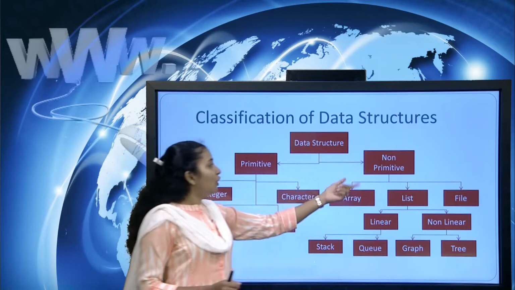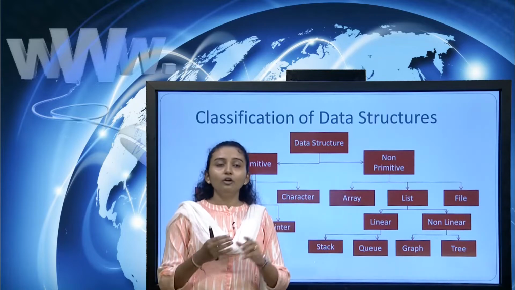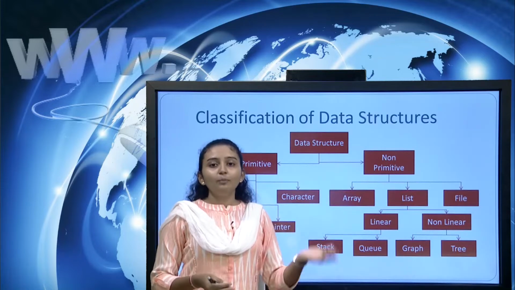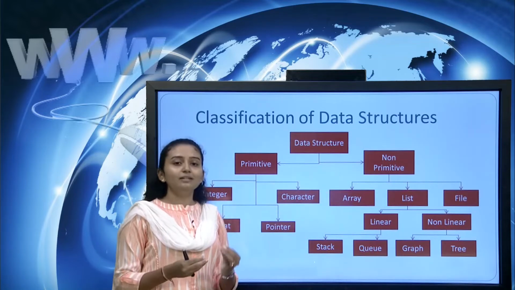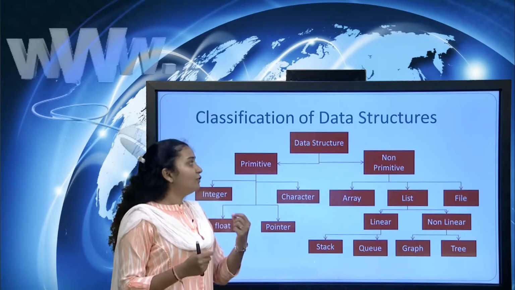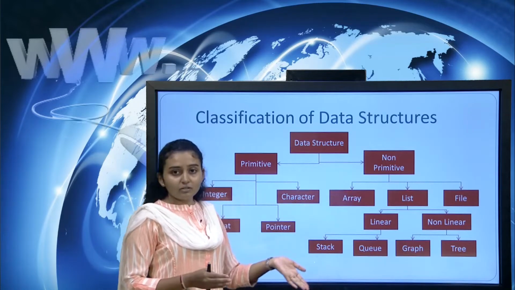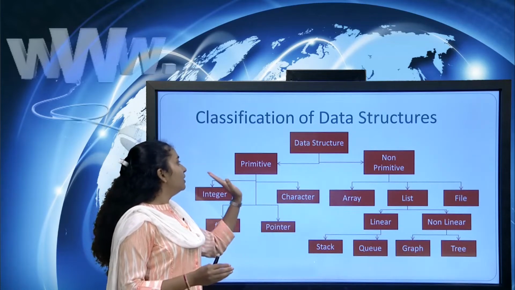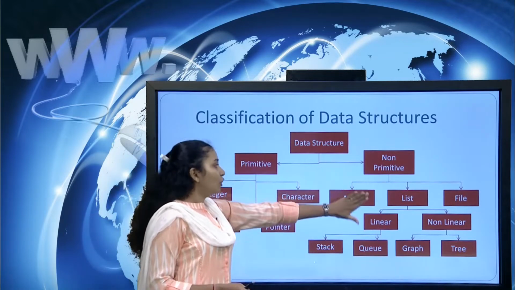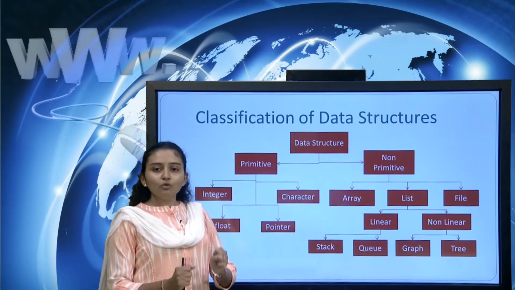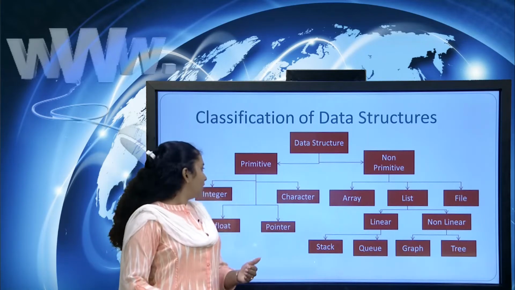Next is non-primitive data structure. Non-primitive data structures are derived from primitive data structures. They are not basic data structures and not directly understandable by the machine. When we want to store or use non-primitive data structures, we use the primitive data structures in a non-primitive format to easily use more data and fetch it effectively.